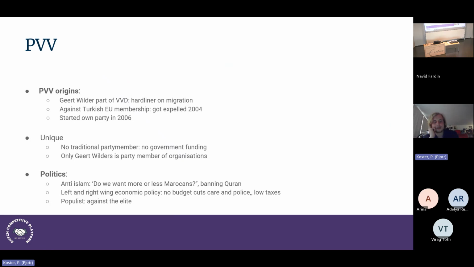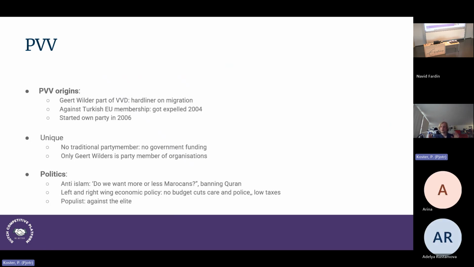So what is the politics of the PVV? It is quite anti-Islam and anti-immigration. He is well known within the Netherlands for once making a statement when he was giving a speech to a group of people, saying, "Do we want more or less Moroccans?" And then everyone shouted, "Less, less, less." In the end, there was a very big trial around this, asking whether this is racist, whether it is inflammatory, whether it is something a political party and a political person can say within the Netherlands. And this took a very long while.